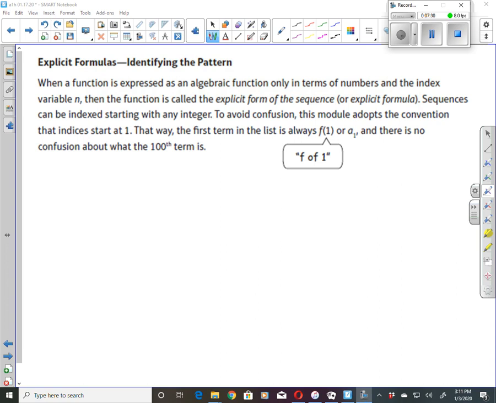When a function is expressed as an algebraic function, only the term of numbers in the index variable n, then the function is called an explicit form of the sequence or an explicit formula.